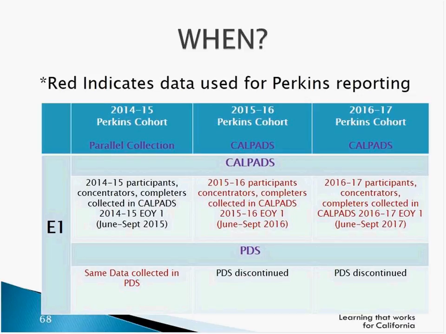So, for the school year 15-16 Perkins cohort, students go through that year, and then between June and September of 2016, you're going to be reporting your participants, concentrators, and completers in CALPADS only. And same for 16-17 and every year out. We're doing these years of dual collection just to ensure that everything is working correctly.